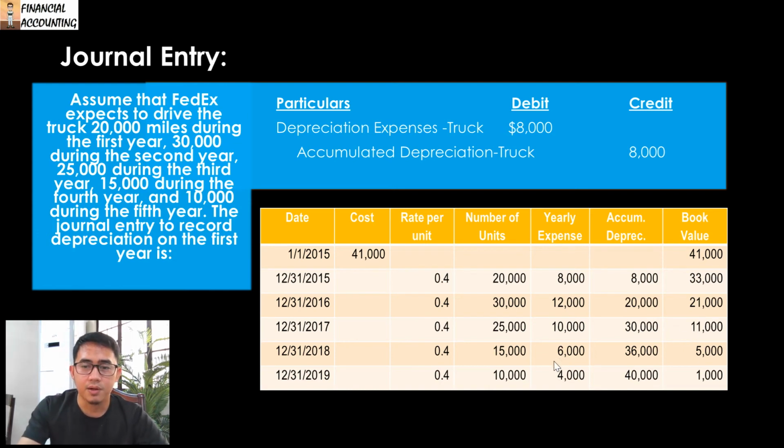On the fourth year, you record depreciation expense of 6,000. So your accumulated depreciation now becomes 36,000. So your book value is 41 minus 36, 5. And on the last year, you recorded depreciation expense of 4,000. So your accumulated depreciation now is 40,000. So 41,000 minus 40,000 equals 1,000. Again, take note that at the end of the useful life of the equipment, after depreciating the equipment, the remaining amount should be the estimated residual value.